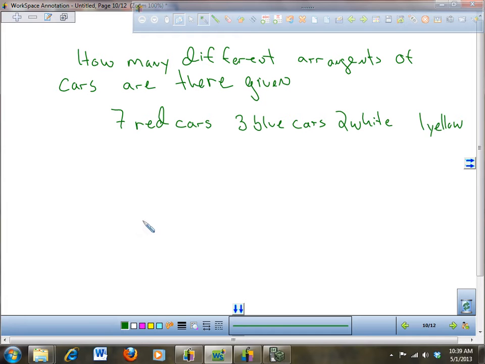How many cars are there altogether? So it would be 13 factorial. Out of those 13 cars, how many red cars are there? 7 factorial, 3 factorial, 2 factorial, and 1 factorial is just 1, so you don't have to worry about it. You follow that? Because it doesn't matter if this red car goes here or here, you can't tell them apart anyway.